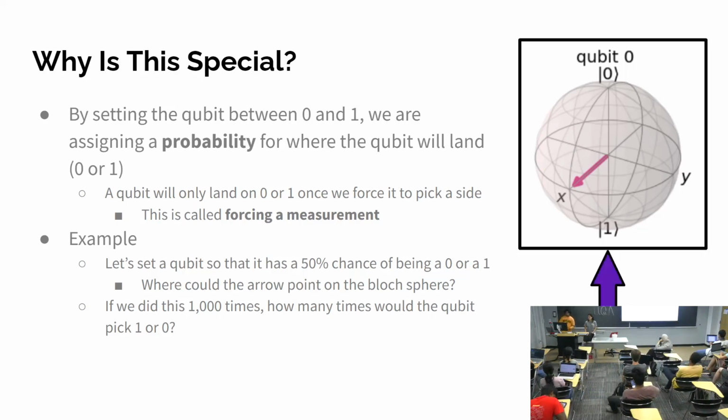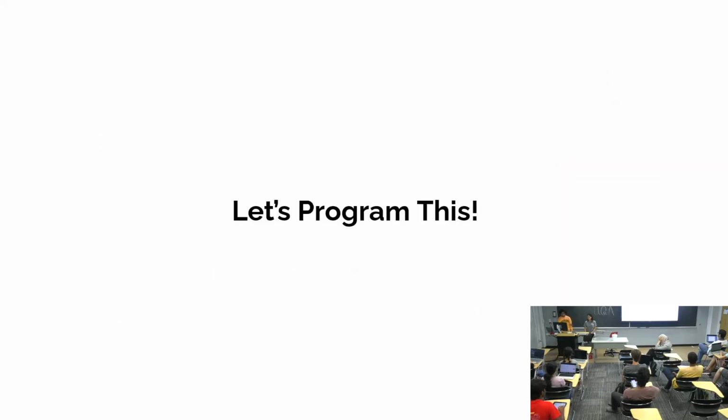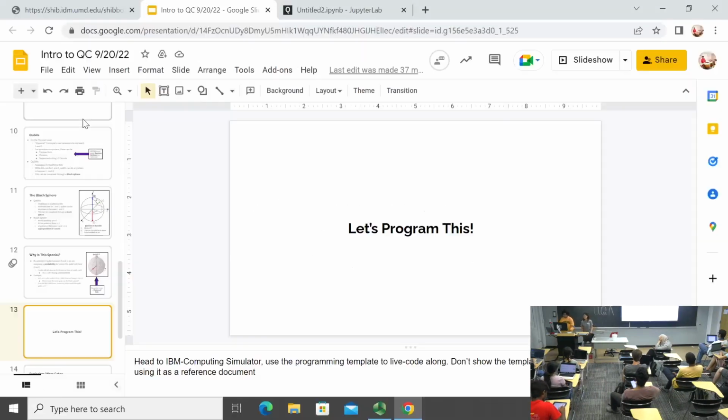We're going to do this to a quantum bit now using something called a Hadamard gate. So we can think of gates as operations we apply to a quantum bit to move the arrow in some direction. So there are many gates we can apply. This Hadamard gate takes a quantum bit that is either 0 or 1 and moves it to be parallel to the x-axis. And so that's what we're going to do right now. So yeah, let's program this.